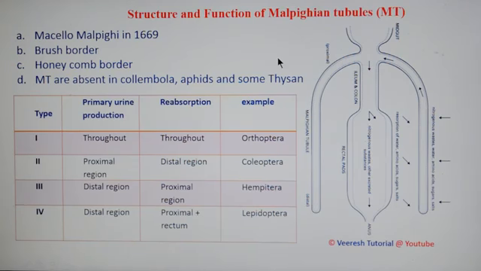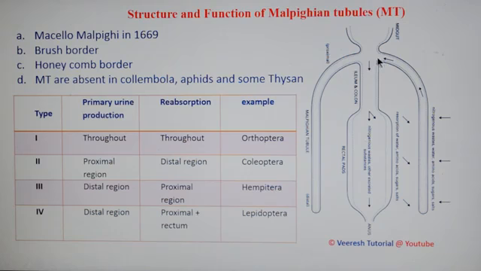Malpighian tubule is a primary organ of excretion, which is a finger-like structure present at the junction of midgut and hindgut. These are freely lying in the hemolymph. This Malpighian tubule was discovered by Marcello Malpighi in 1669. The Malpighian tubule is divided into two regions. One is the 1/3 proximal region involved in reabsorptive function, which is called the brush border, whereas the 2/3 distal region of the Malpighian tubule is involved in secretion of primary urine. It is called the honeycomb border.